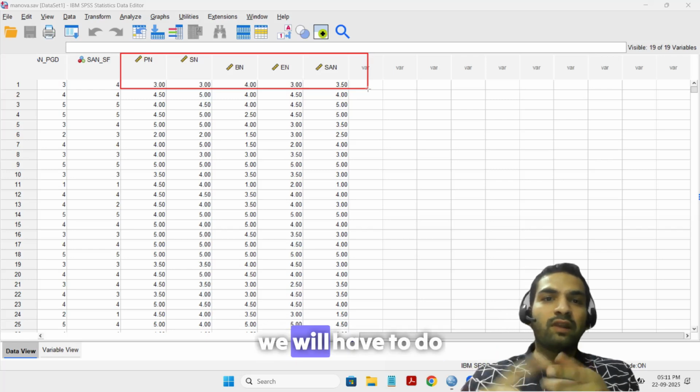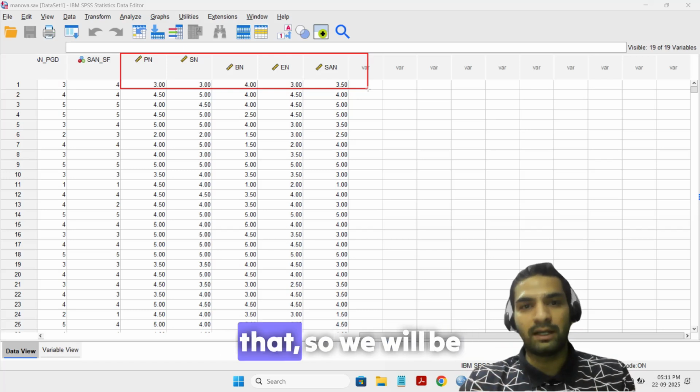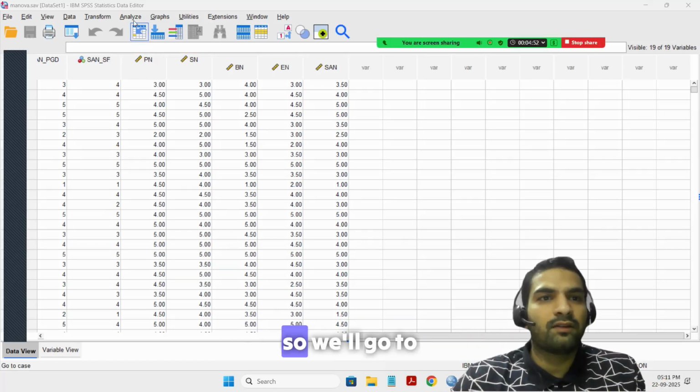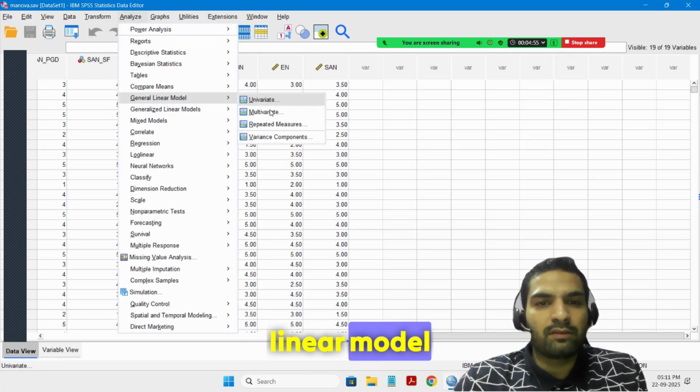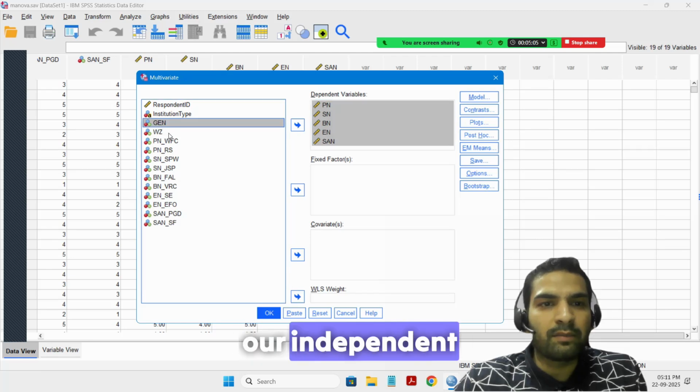If we do ANOVA, we'll have to do ANOVA for each of these five. We don't want to do that. So we'll be using MANOVA to streamline and do it at once. We'll go to Analyze, General Linear Model, Multivariate. We'll add our DVs here. Fixed factor will be our independent variables.